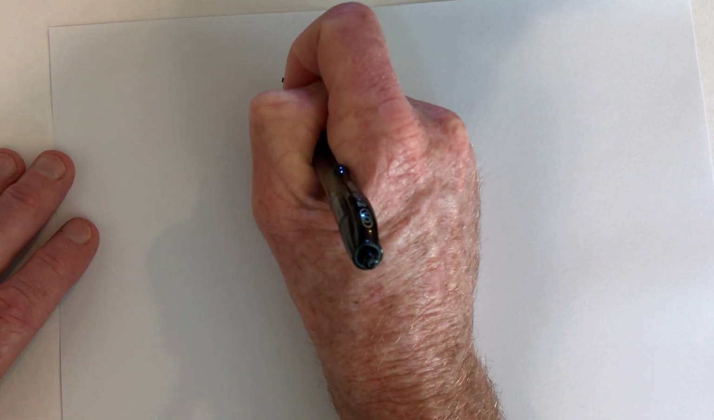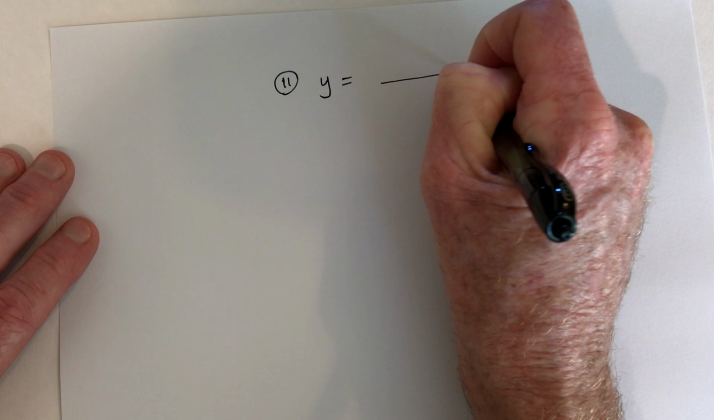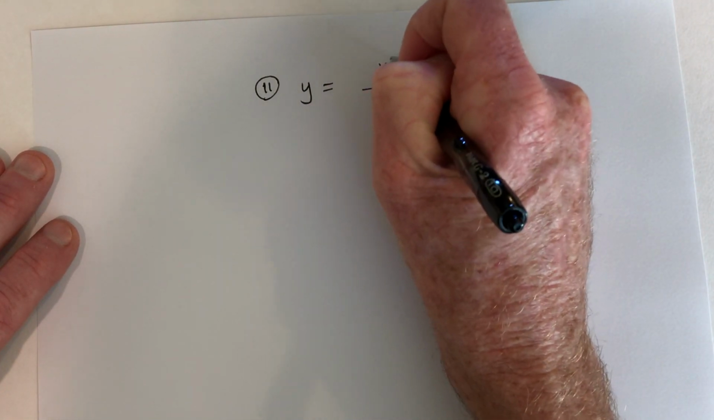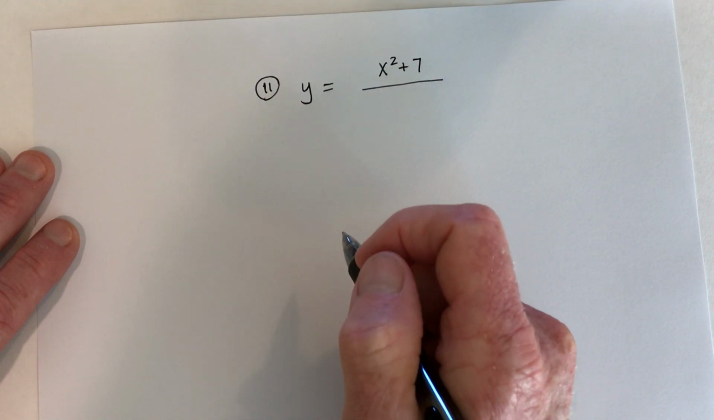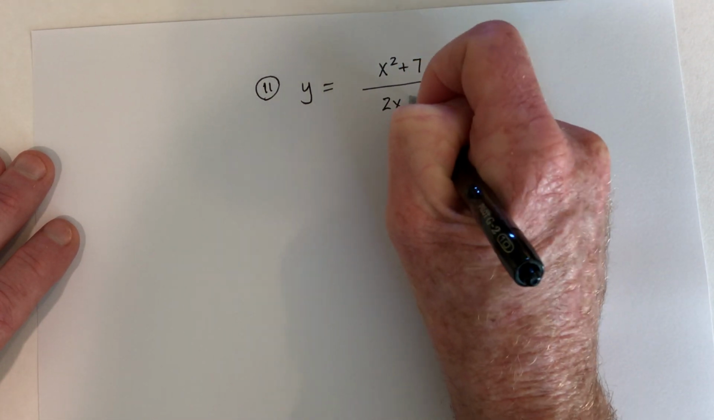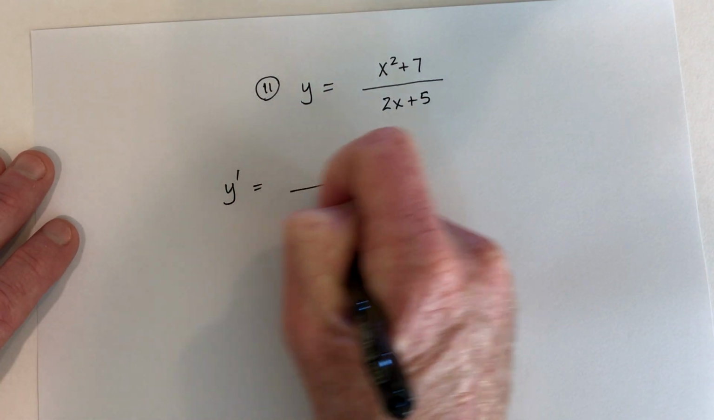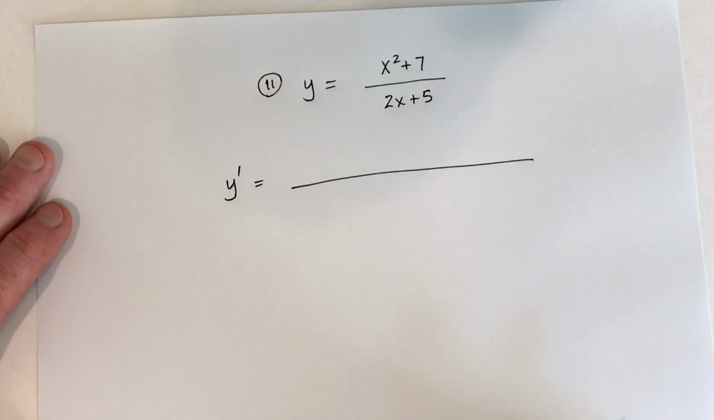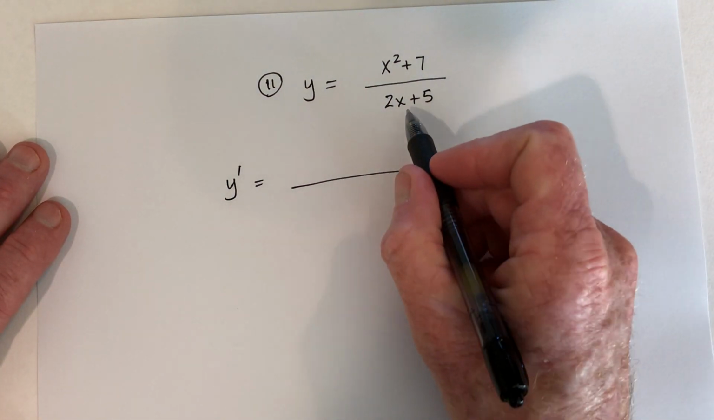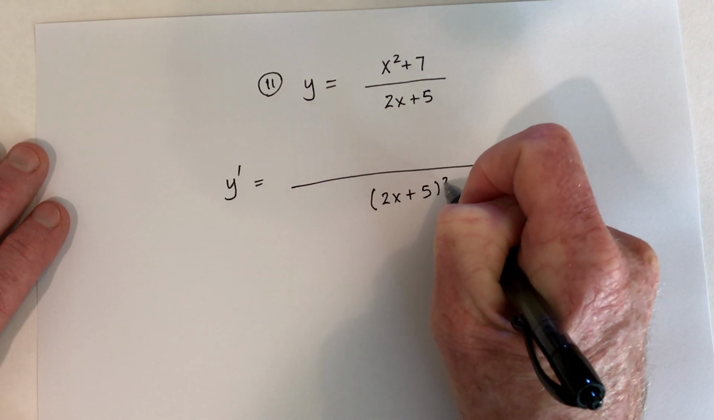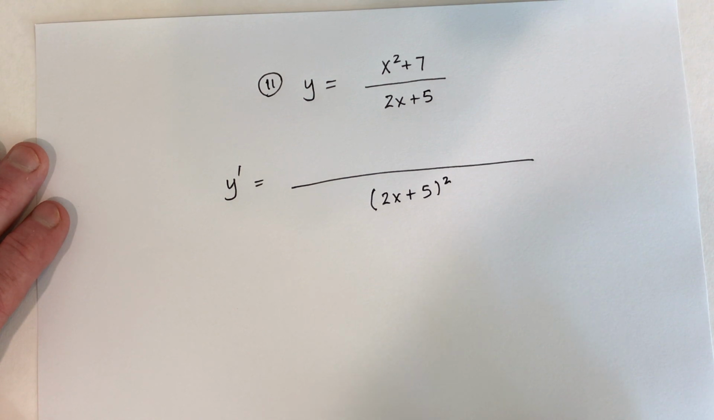And next, example number 11, quotient, and the top of it is going to have x squared plus 7, the bottom 2x plus 5, and then find the derivative. So I know that the answer is going to be a big fraction, so might as well start with that. Also, the bottom needs to be squared. So I'm just going to go ahead and do that.